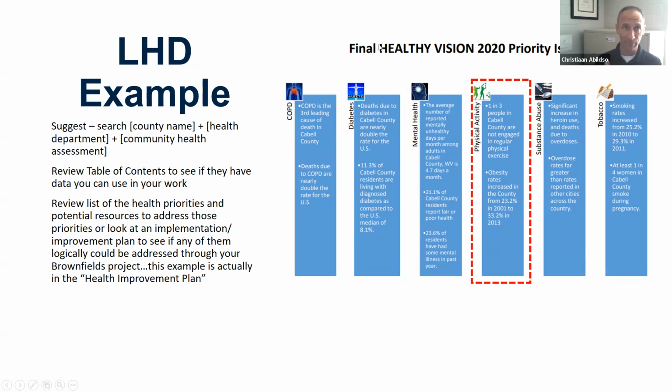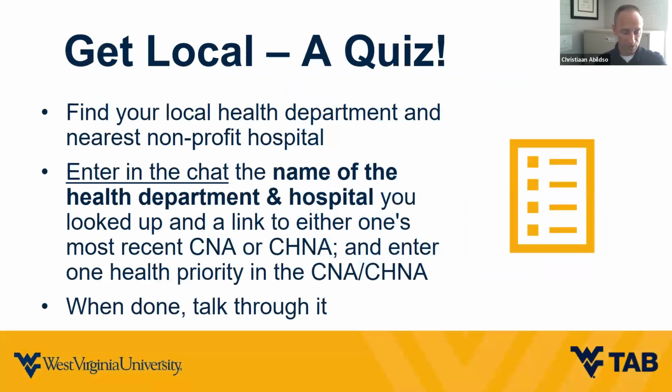Actually, the reason why there might be, during COVID, there was some leniency on the 5-year requirement on health departments and 3 years on hospitals. So I think that might be why we don't see a more recent one from the health department there. You can see, again, physical activity. I think there are some obvious logical links to how a brownfield remediation project could address these things. Okay, so those are two examples from West Virginia. I think I went fairly quickly on that.